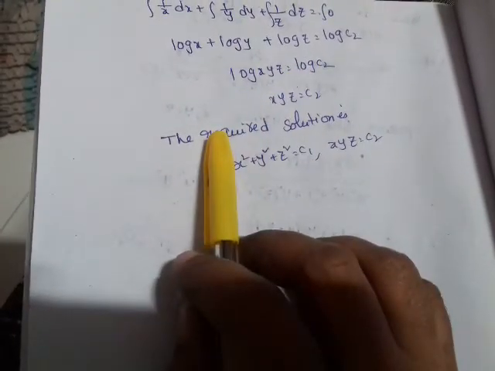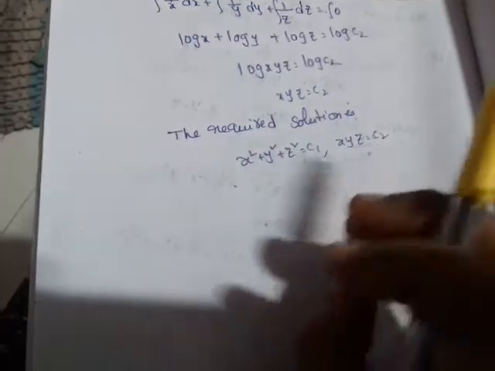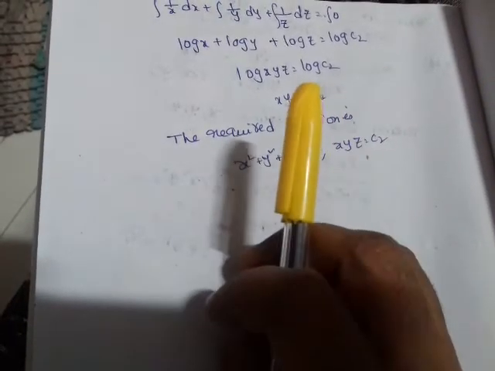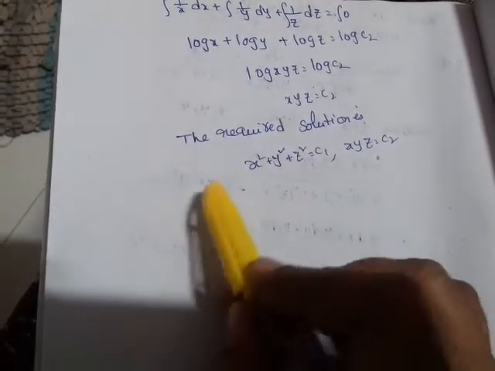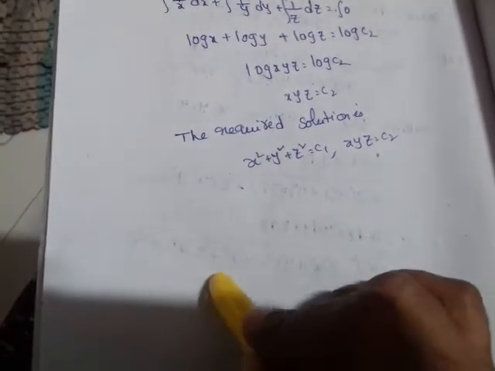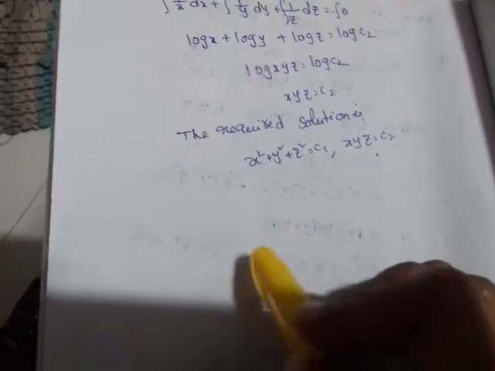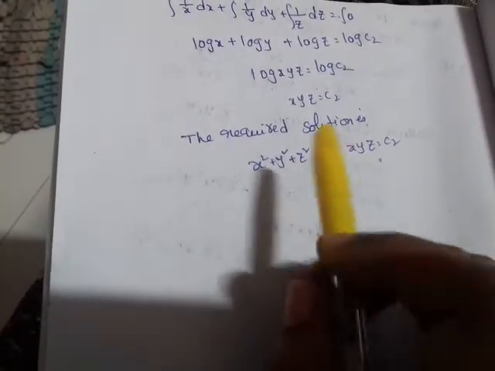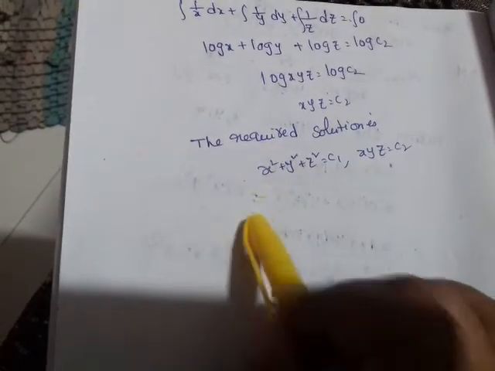Take another set of multipliers, x, y, 1. Suppose after multiplying x with dx, y with dy and minus 1 with dz, the denominator is multiplied, and the numerator is also multiplied with the same x, y, minus 1. The denominator is becoming 0. Then we have to integrate the numerator. We will get another solution.